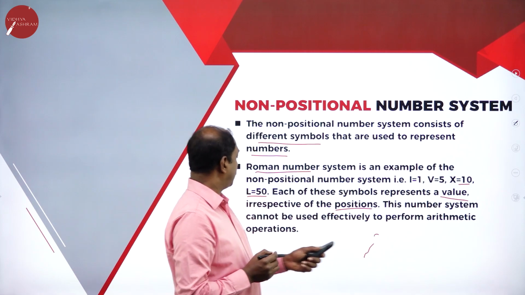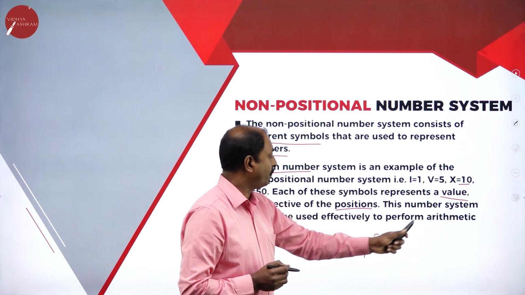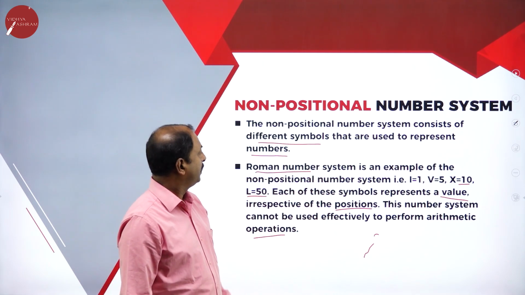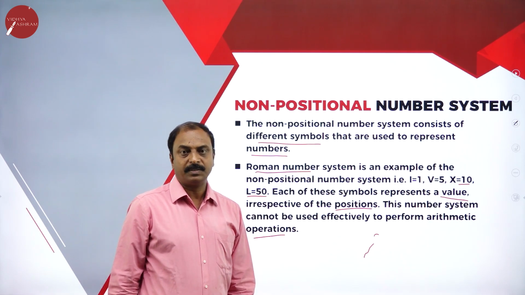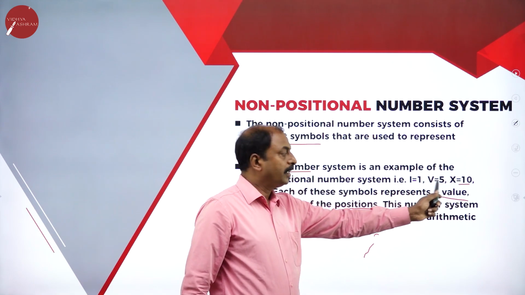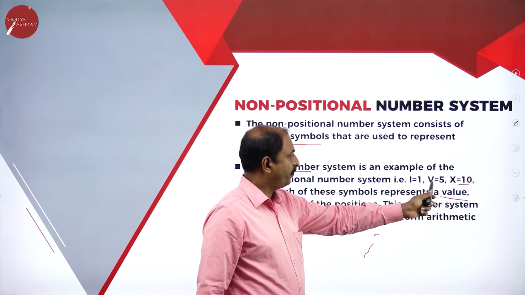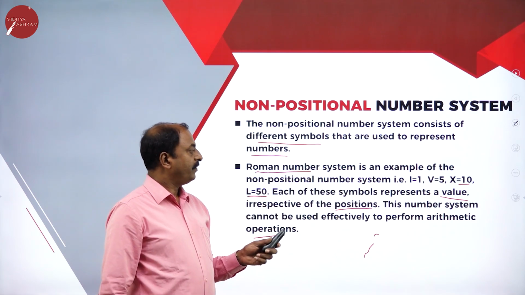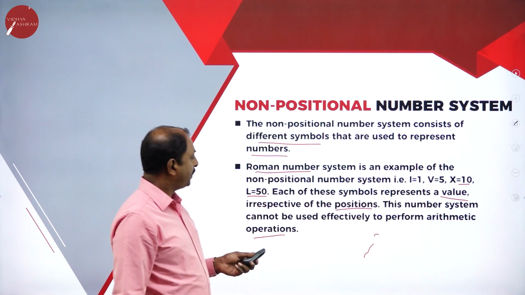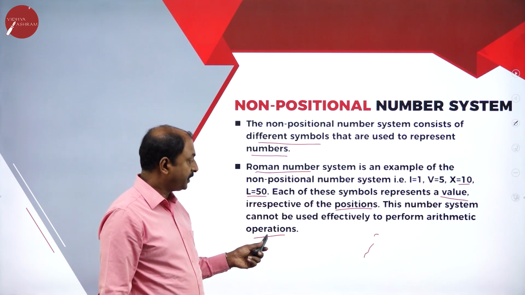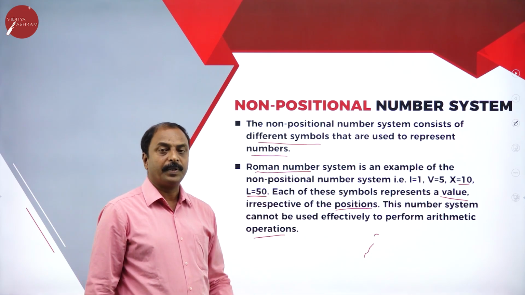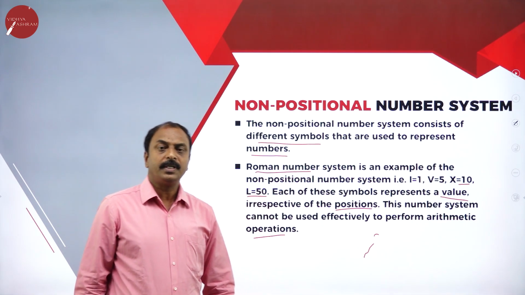So this number system cannot be used effectively to perform arithmetic operations. This means it is a non-positional number system. Here the example is the Roman number system. In this Roman number system, we use different symbols like I, V, X and L, and irrespective of its position, it gives a value. And here we cannot use this effectively for arithmetic calculations or arithmetic operations. So this is a non-positional number system.